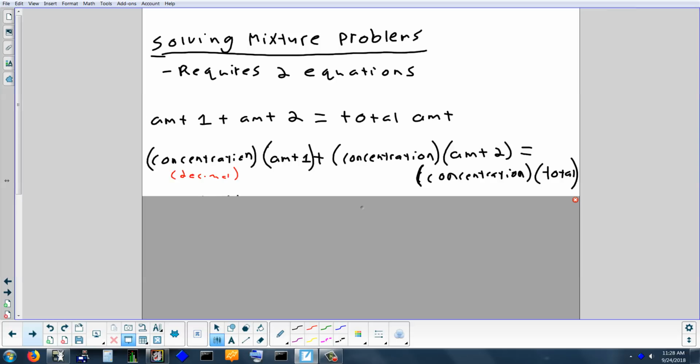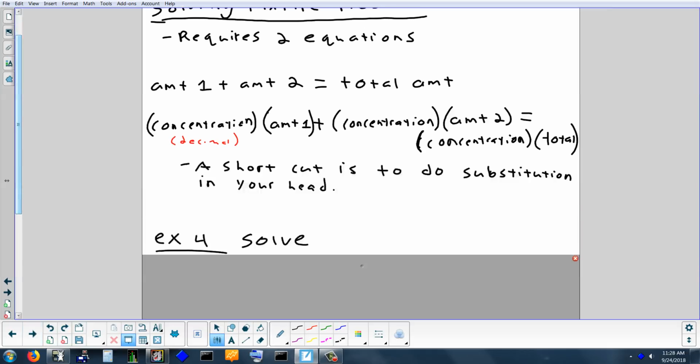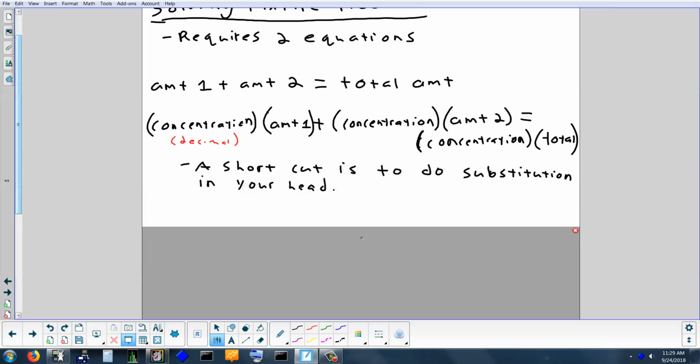So you have a concentration of the first liquid times how much of it you use, plus the concentration of the second liquid times how much of it you use. And then it's going to equal the final concentration, which they'll give you in the word problem, times the total amount of liquid they want you to make. Because it's a system of equations, you're going to end up using substitution to solve it. I know there's other ways, like elimination, but substitution is the easiest. You don't have to do the substitution in your head. I'll just show you how to do it out.